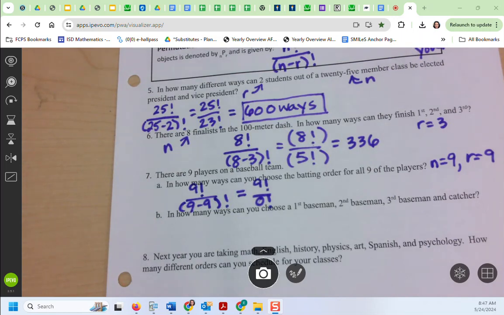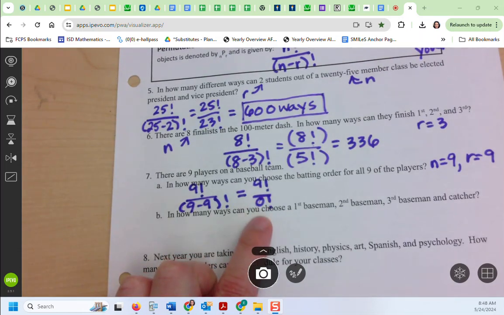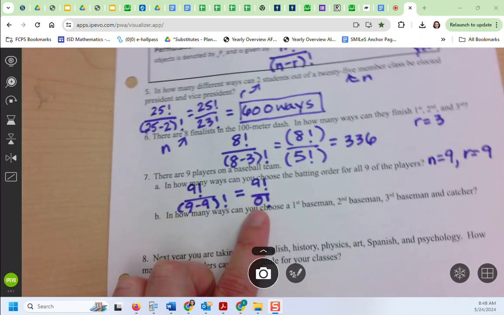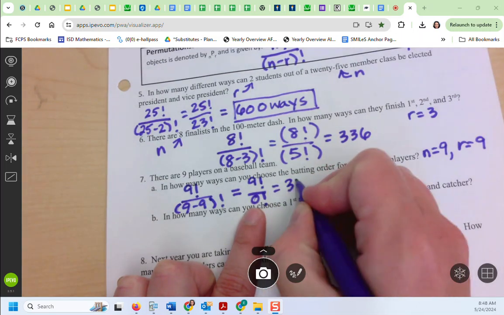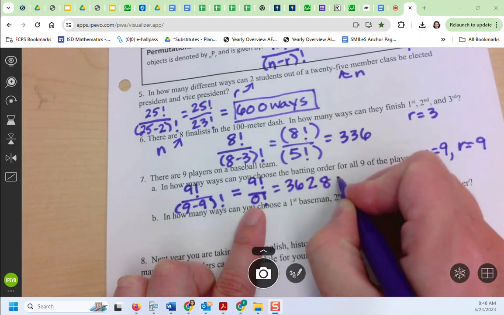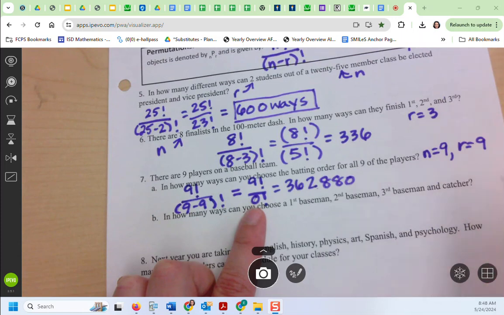So all of these permutation problems could be done with that fundamental counting principle, where you just multiply the number of choices for the first times the second times the third. On the back, it's a little bit more complicated because when the order doesn't matter, it actually complicates the problem a little bit. But this is 9 factorial over 0 factorial, which is 9 factorial, which should give you 362,880, right? Did you guys get that?